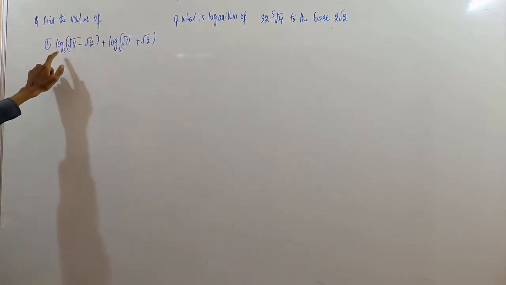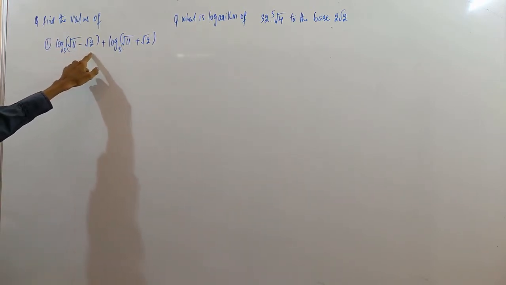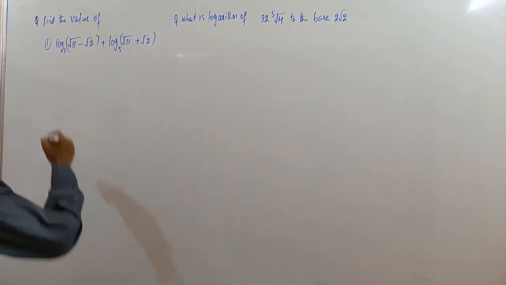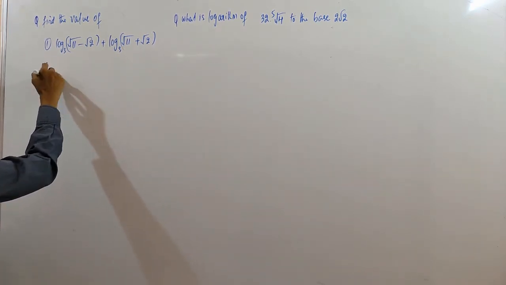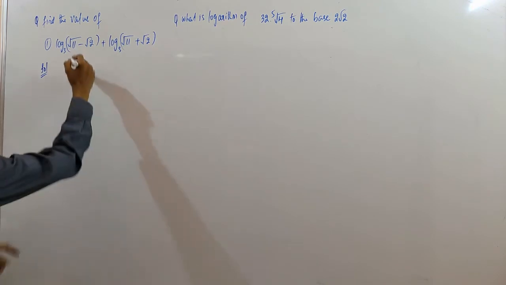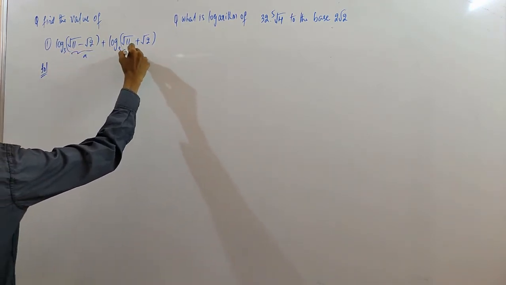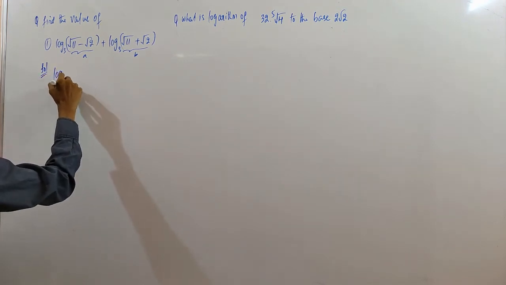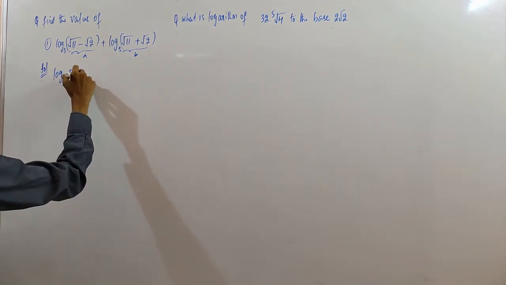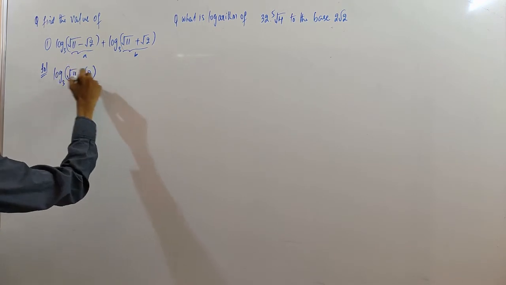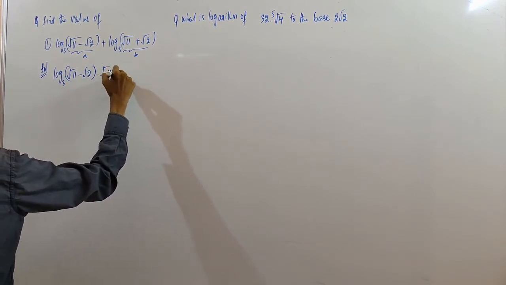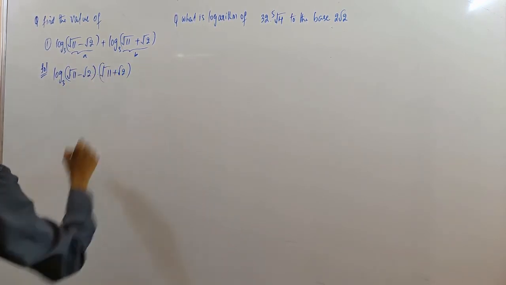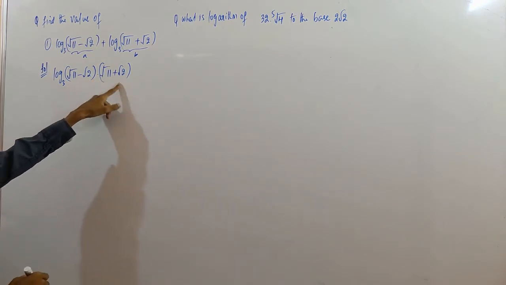Given, find the value of log root 11 minus root 2 plus log root 11 plus root 2. Now it is in the form of log a plus log b form, so log a into b form. So it will become log 3 root 11 minus root 2 into root 11 plus root 2, that is a minus b into a plus b.